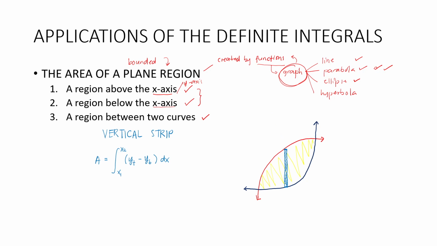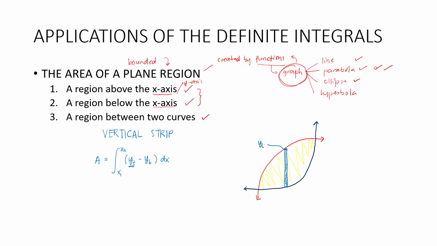Okay, so if this one is a vertical strip, let's now try to define the different parts of the equation. So y sub t, it's called y sub t, but it's really called y only, the y equation. But it's called y sub t because that is the top, whatever the topmost part of the strip is touching, that would be the equation for y sub t.